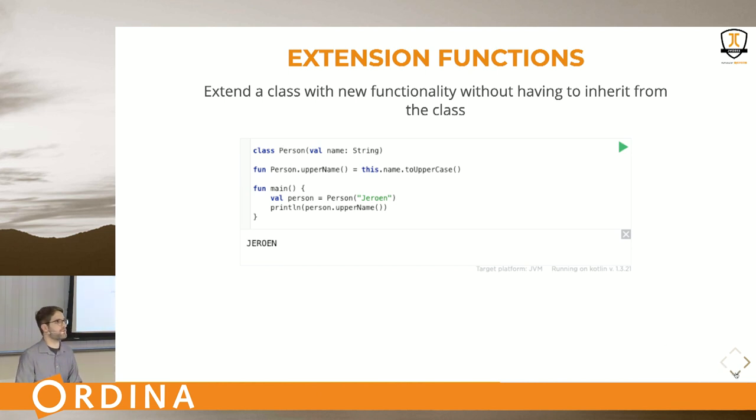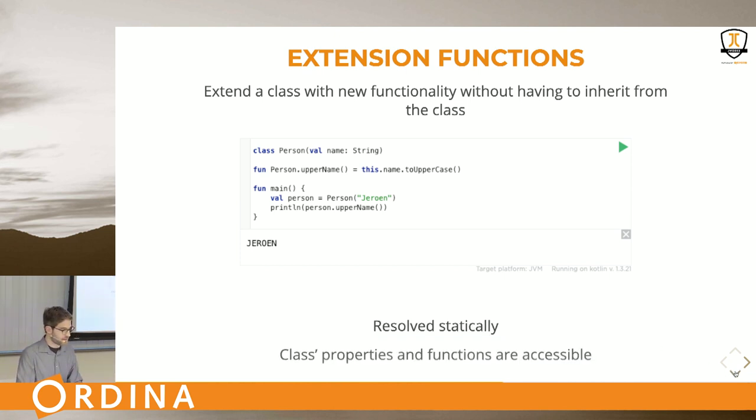This is also why Kotlin has a very rich string class by design. You can check if something is blank or empty or not blank or not. So a whole lot of methods just because you're able to extend existing classes. So yeah, they're resolved statically, and you can also do it for properties. And properties are also available. This is what I showed using this, because it refers to the person object or the class that you are extending.